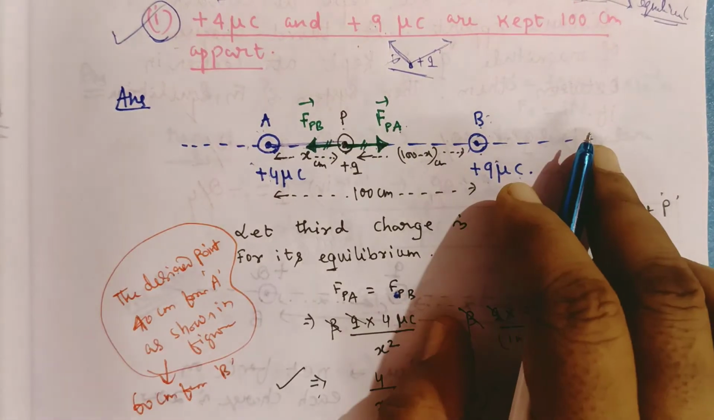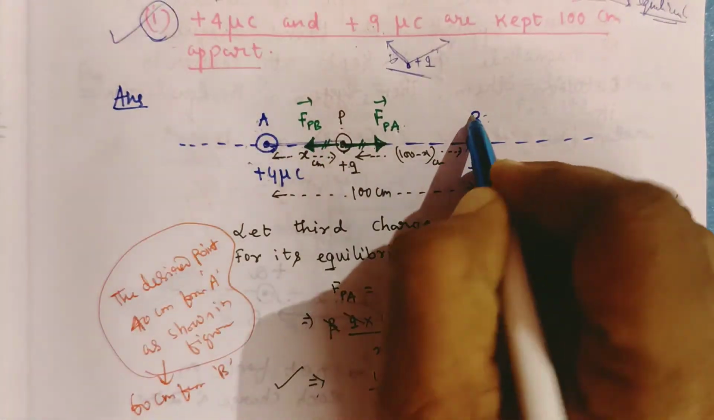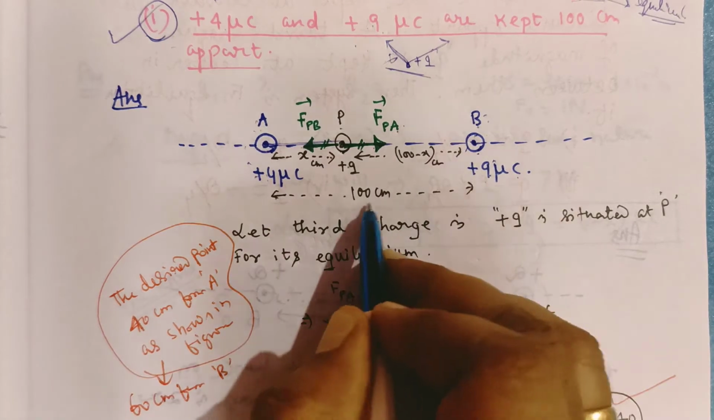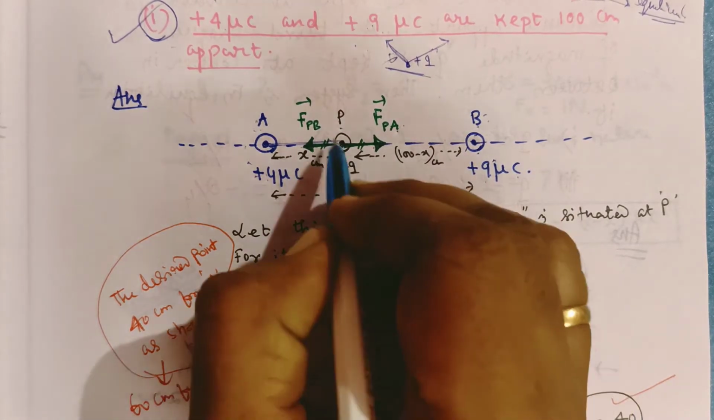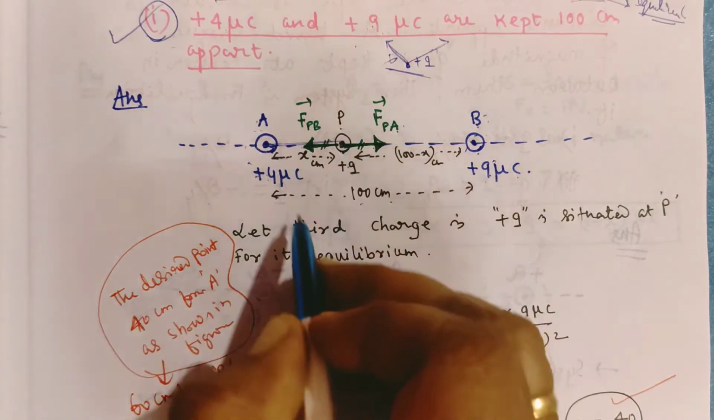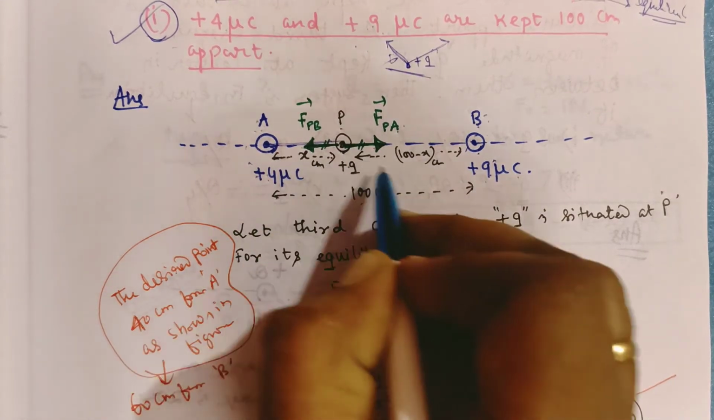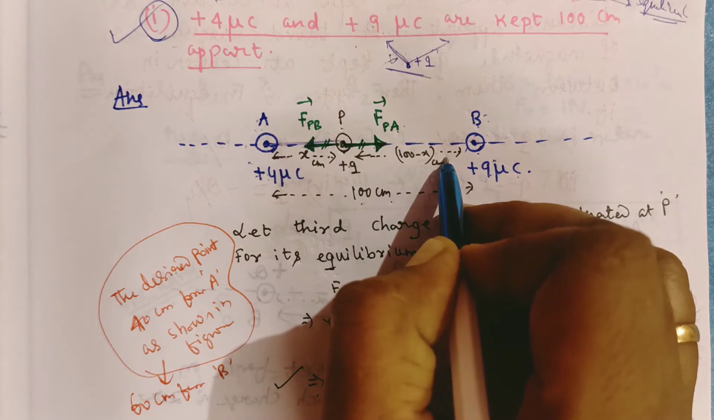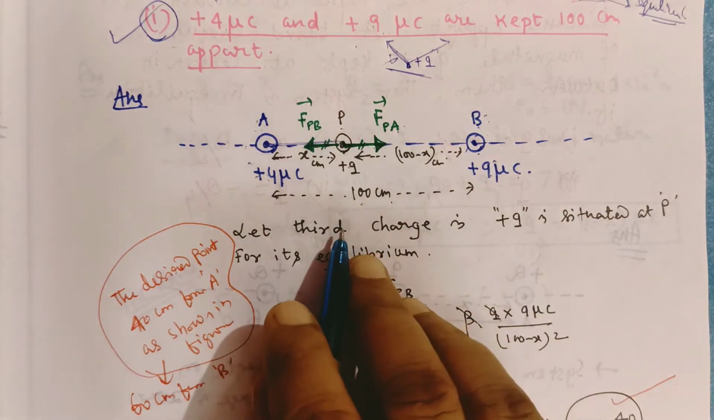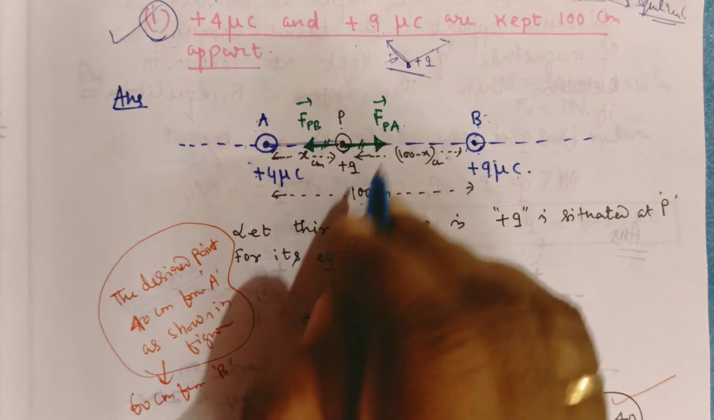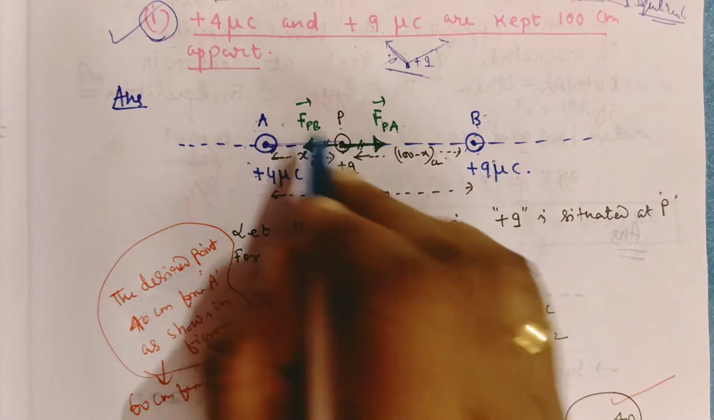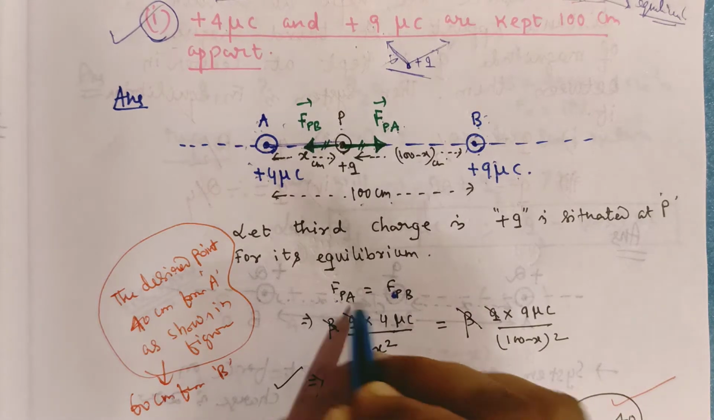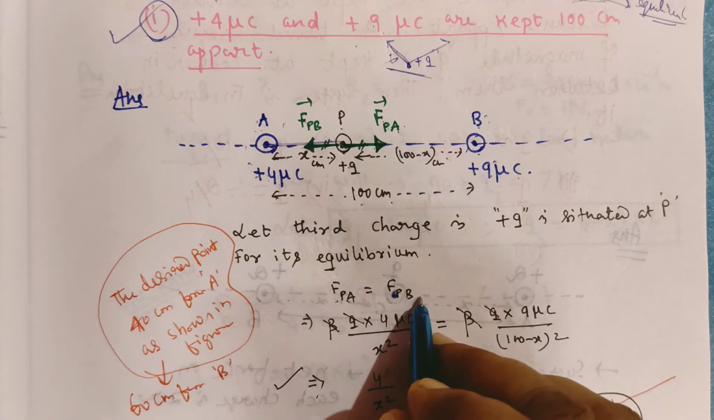Now we draw the diagram. When the exam comes, you put A and B here, plus 4 microcoulomb and plus 9 microcoulomb. The distance is given as 100 centimeter. You keep the desired point P here. Let this distance be x centimeter, so this distance will be 100 minus x centimeter. Now we proceed for the net force equal to 0. That means this force and this force should be equal in magnitude. So I have written the magnitude of FPA is the same as the magnitude of FPB.